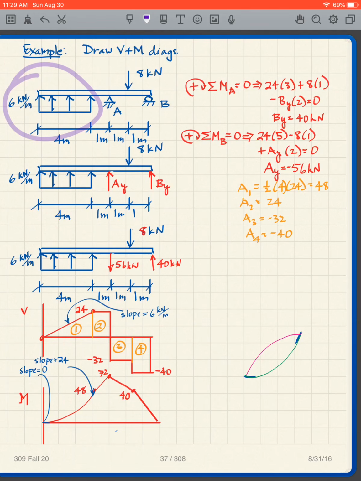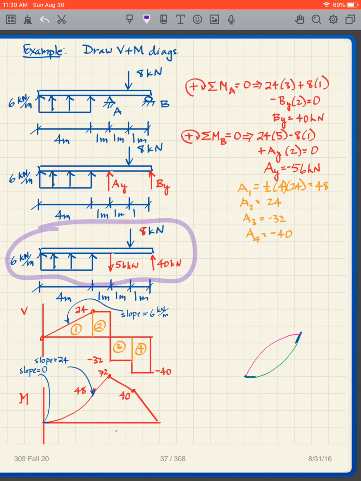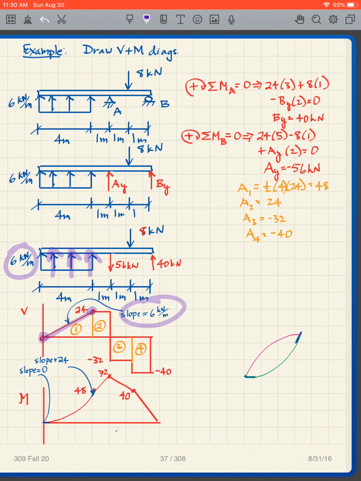Now, for this problem, notice I have the distributed load going upward. Well, what's the impact of that? Again, we're going to start here. We have the reactions. I start at 0, and that total load is 6 times 4 is 24. So I'm going to go up 24 like that. I know the slope is positive 6. Why is it positive 6? The arrows are going upward. Since the arrows are going upward, I get an upward slope of 6. So it's positive 6.